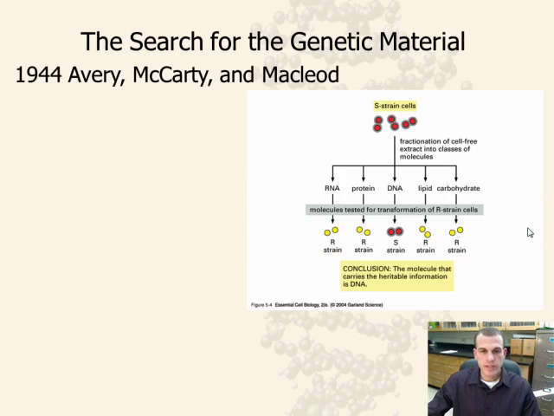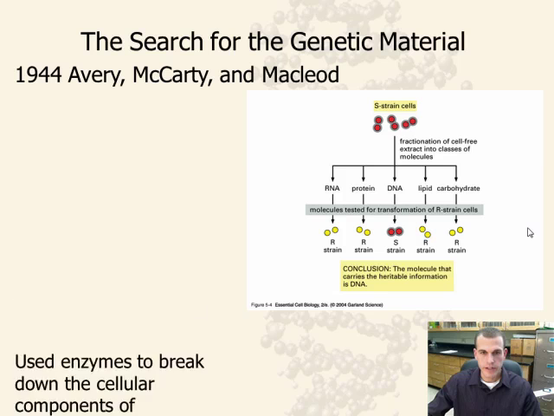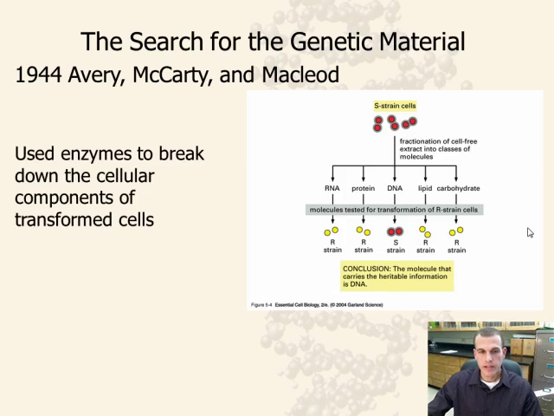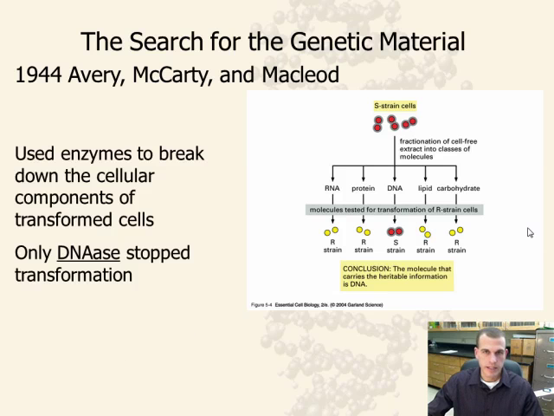Then there's another group of scientists that came along: Avery, McCarty, and McLeod, 15, 16 years later. What they looked at: they used some enzymes to break down the cellular components of transformed cells. This enzyme is called DNase, and what it did was stop transformation.